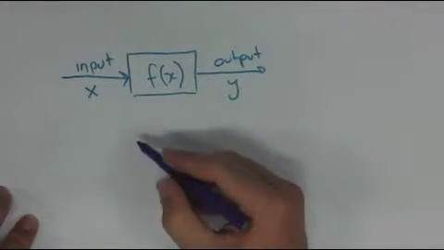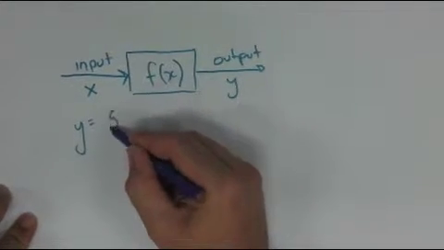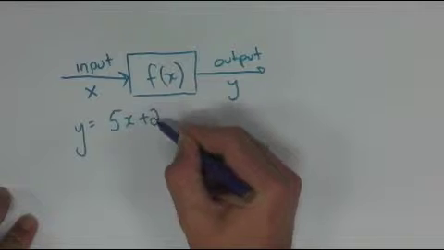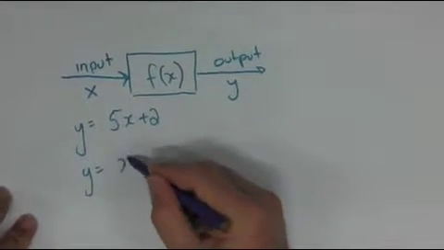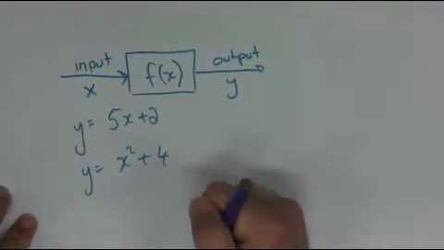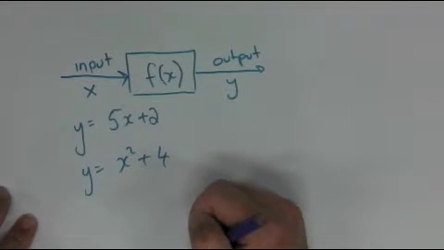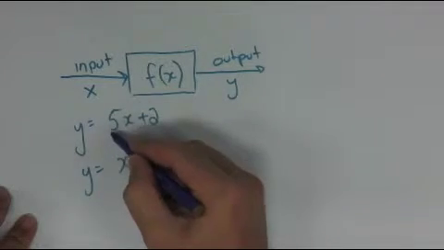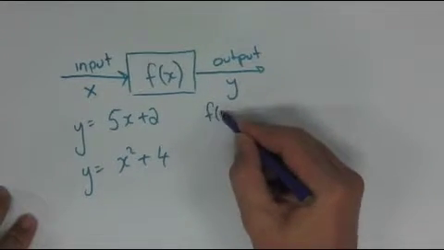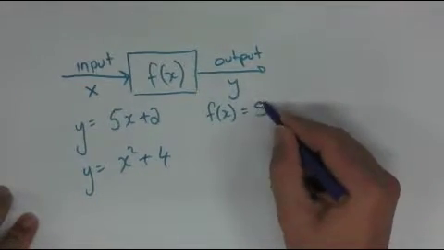And this is part of many functions, functions like y is equal to 5x plus 2, or y is equal to x squared plus 4. These are all functions that no matter what value you put into them, they will give you a corresponding value out. And when we write something like this, if it's a function, we generally write it as the following.